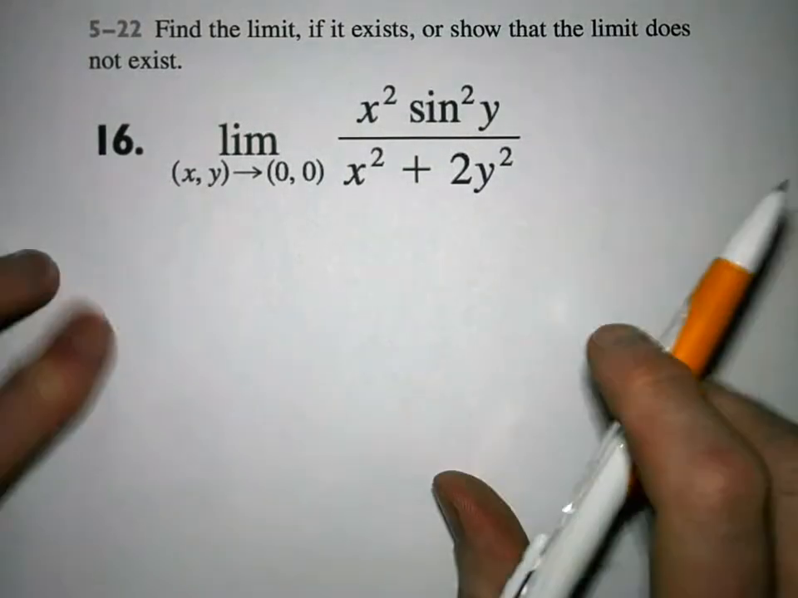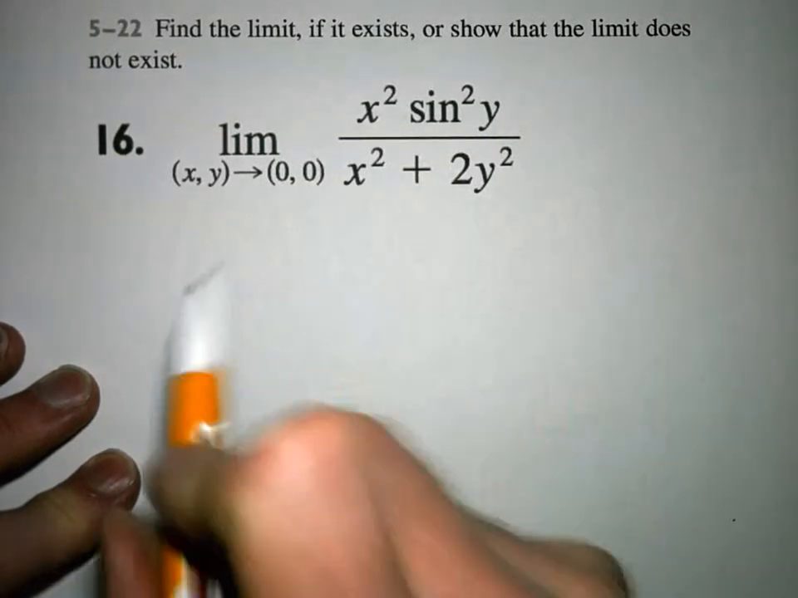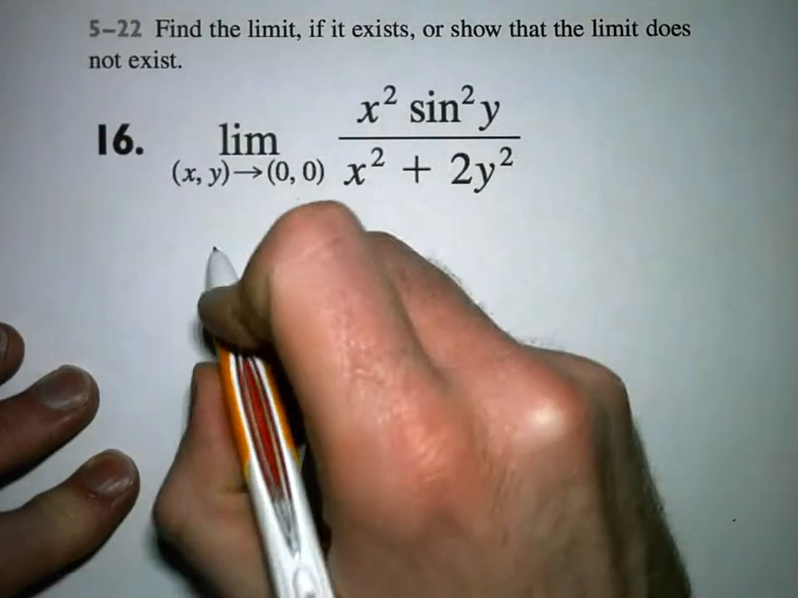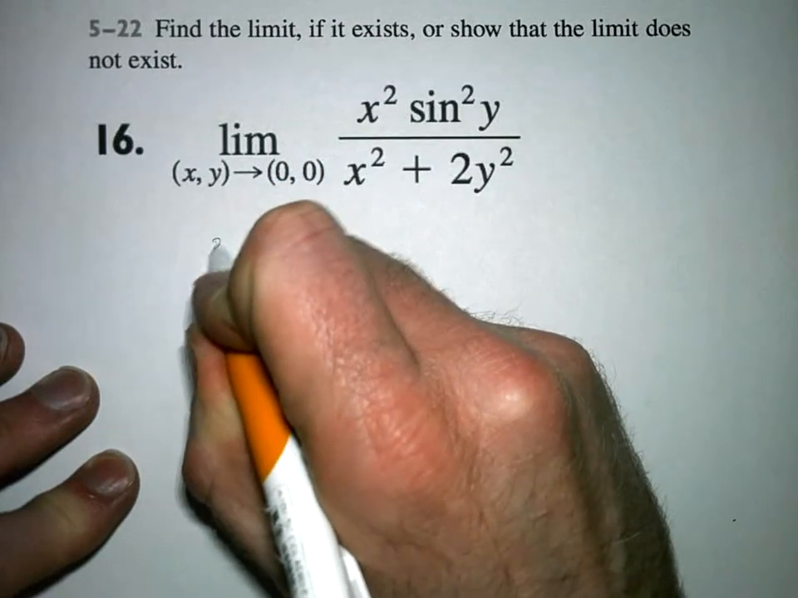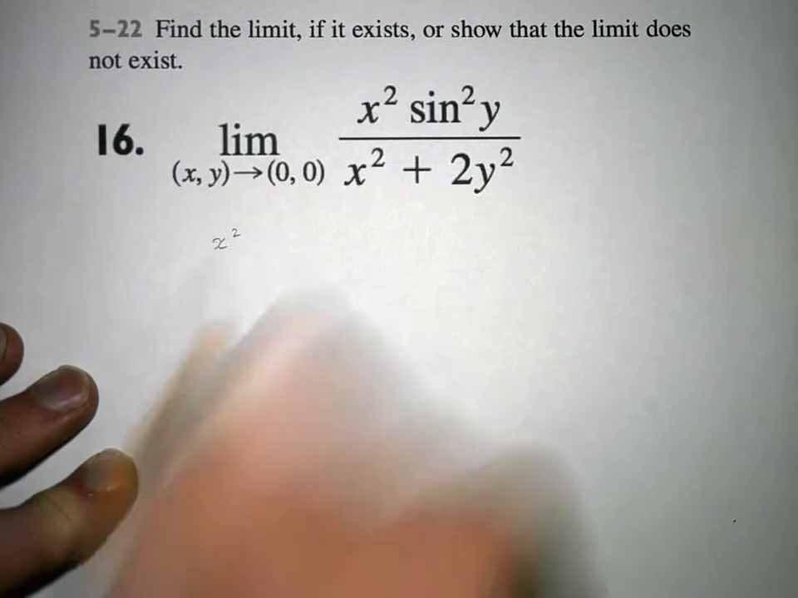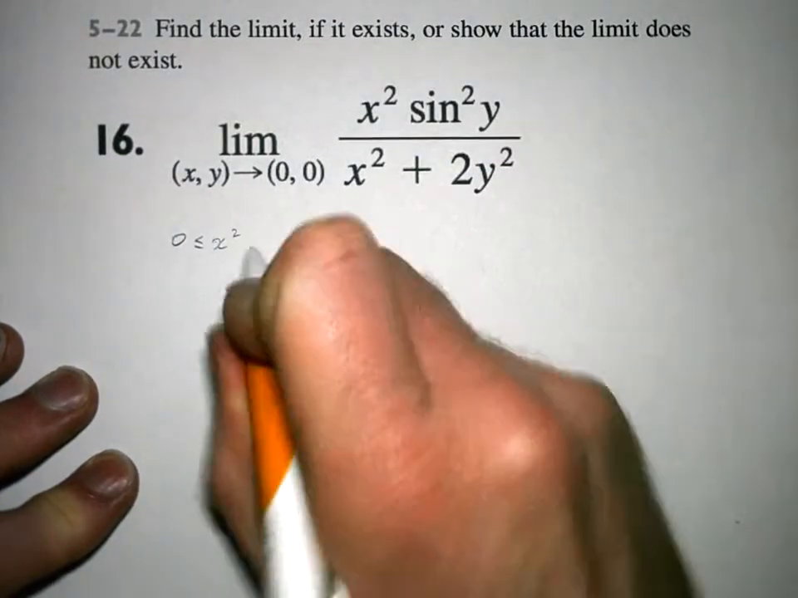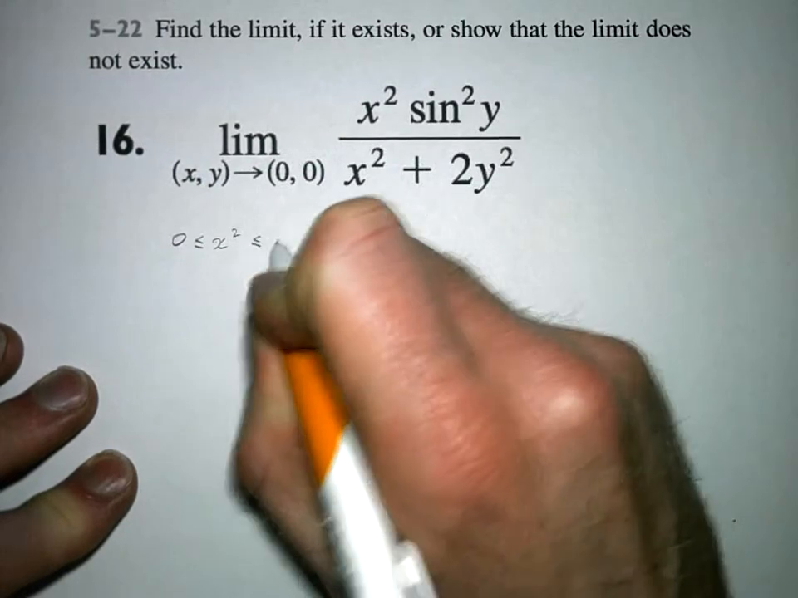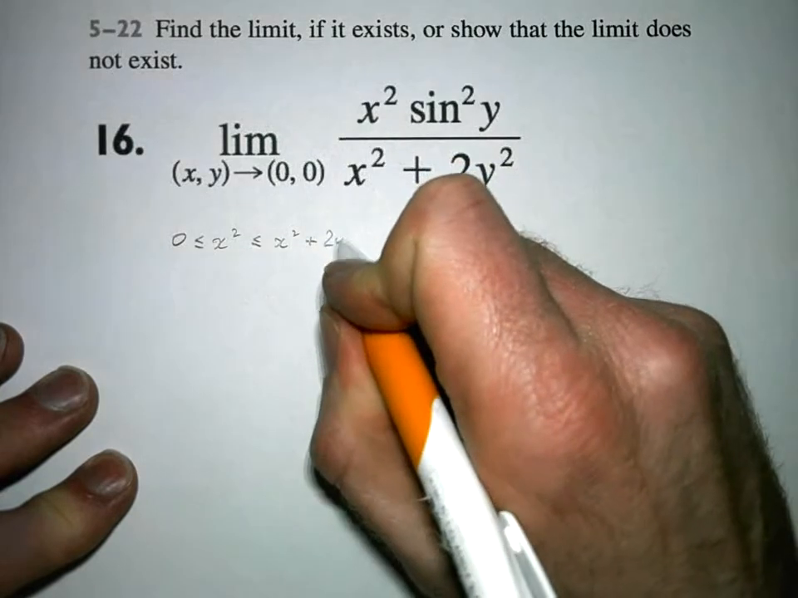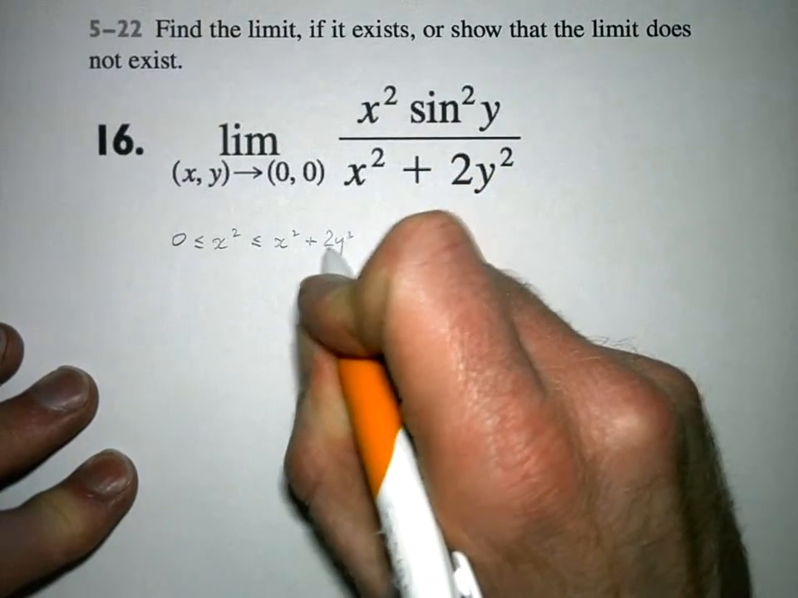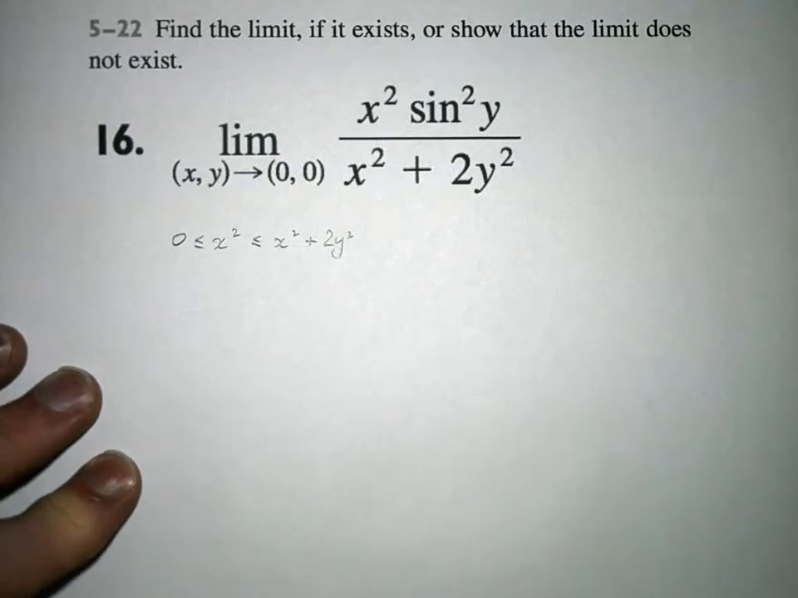In this case, we're going to use the very handy squeeze theorem. So how do we start? Well, there's always a little bit of a trick to this: note that x squared is positive, so x squared is greater than or equal to 0. And x squared is also less than or equal to x squared plus a positive number. y squared is positive, multiplied by 2 it's still positive, so x squared is less than or equal to x squared plus 2y squared.